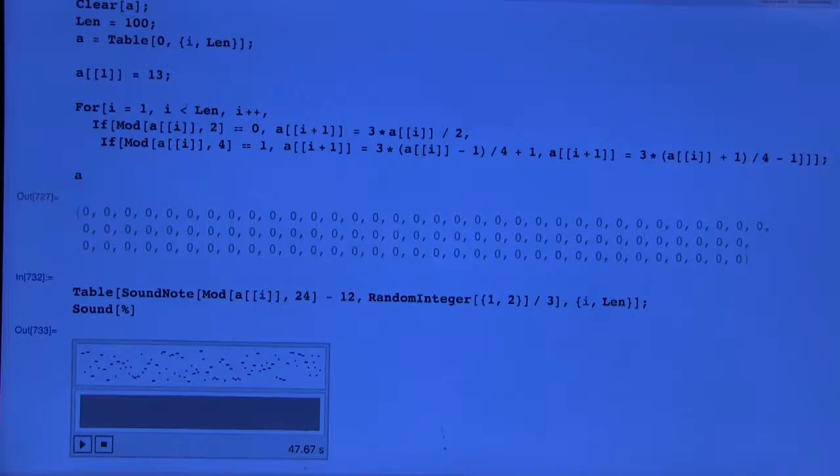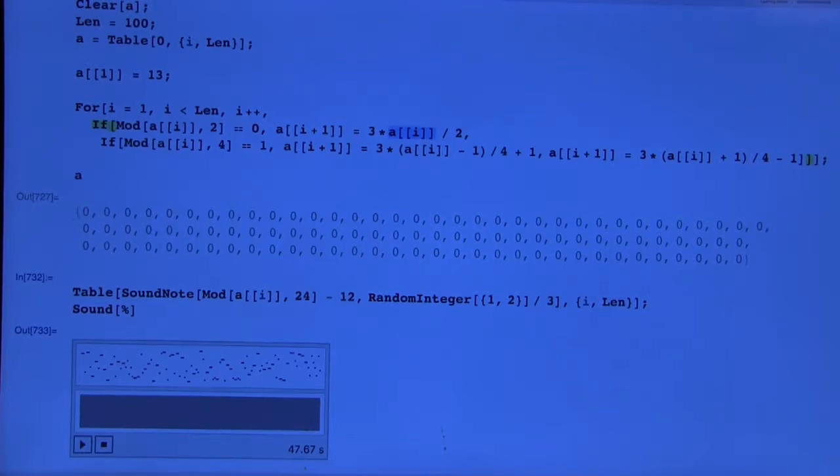Now I just go in a for loop, and I look if a mod 2 is 0. So if it was of the form 2x, where did I send it? To 3x. Yeah. So what I wrote here is I do 3 times this thing divided by 2. So if a is of the form 2x, it's going to be 3 times 2x divided by 2, which becomes 3x.